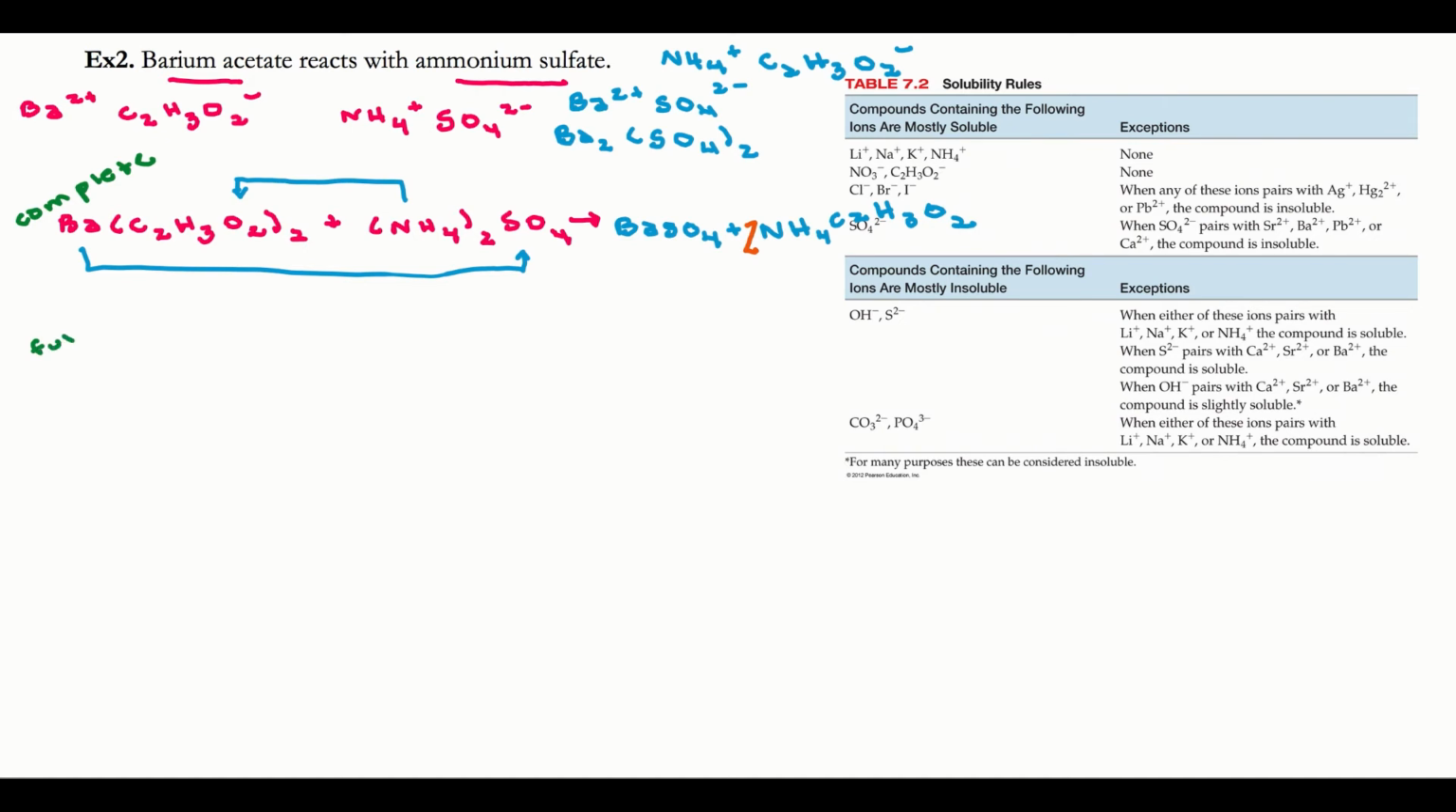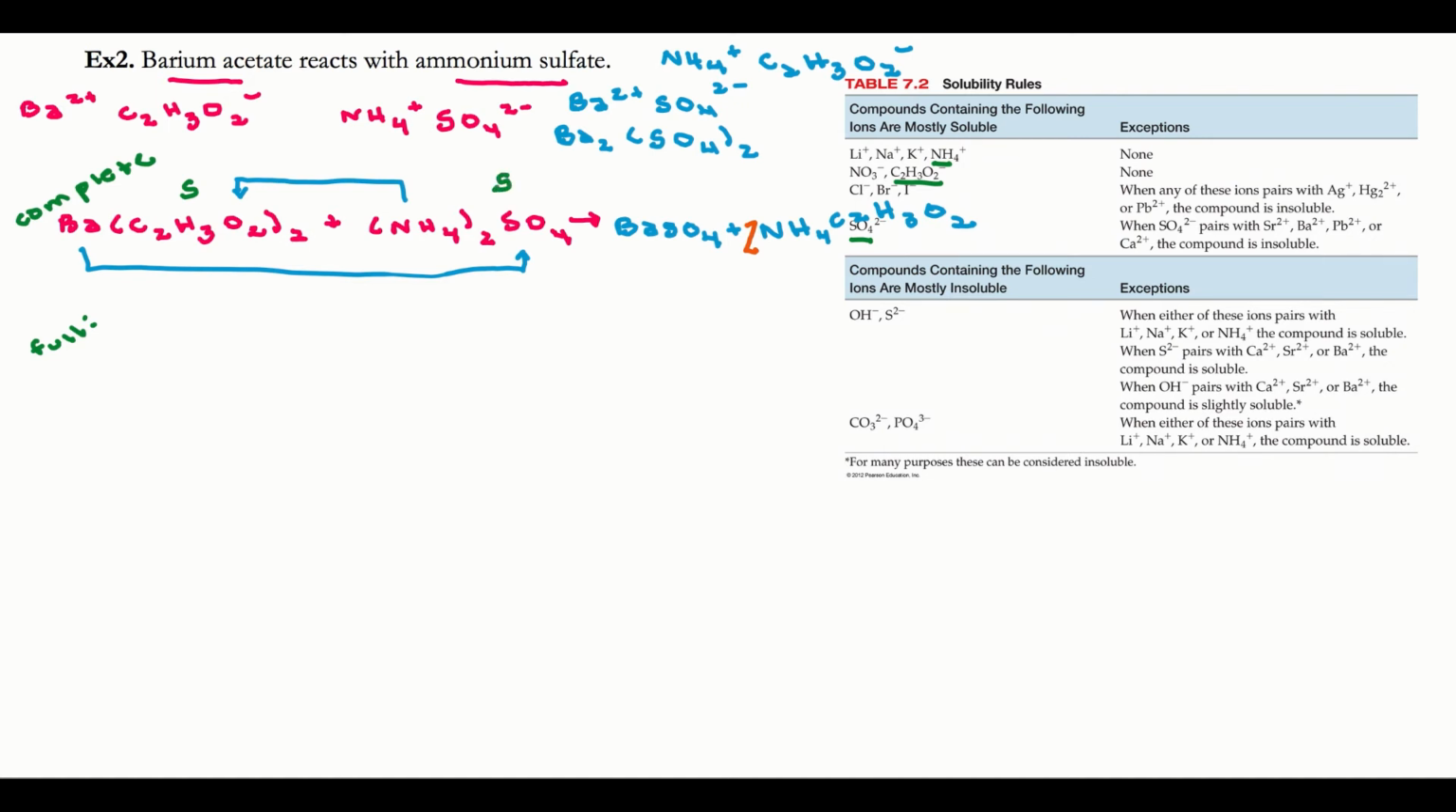And to write my full ionic, remember I need to use my solubility rules. So I'm going to look at barium acetate first. Acetates, if you notice right here, acetates are always soluble. There are no exceptions to that rule, so this will be soluble. Ammonium sulfate. So you can either look at your sulfate rule, which is right here, or you can look at the fact that ammonium is always soluble. But sulfates are going to be soluble unless they're paired with strontium, barium, lead, or calcium, which is not the case for ammonium sulfate. So ammonium sulfate is going to be soluble.